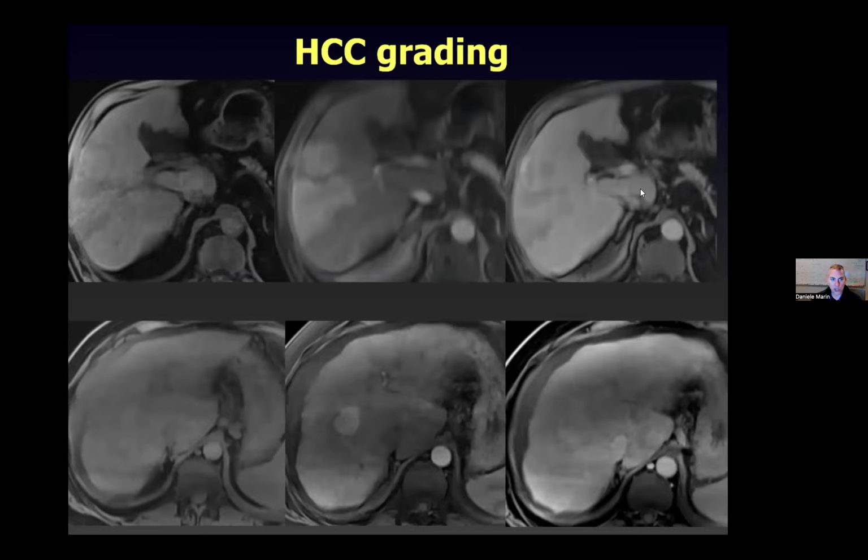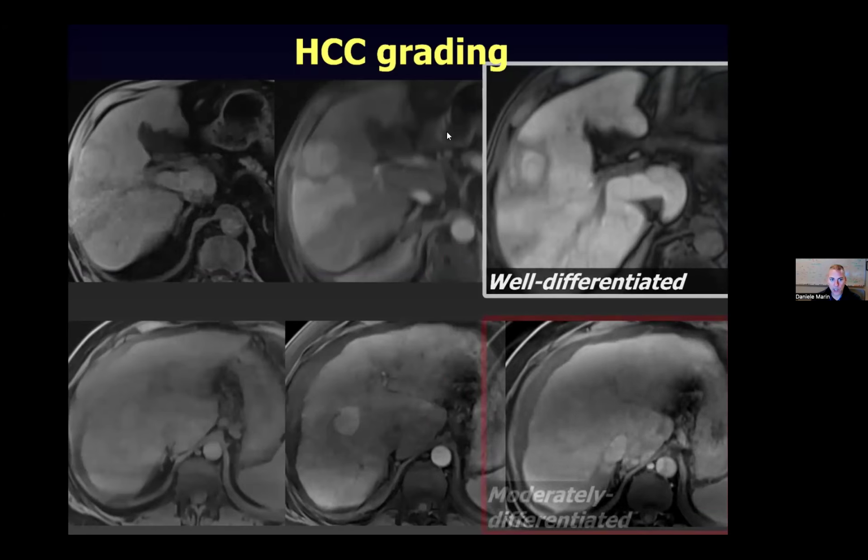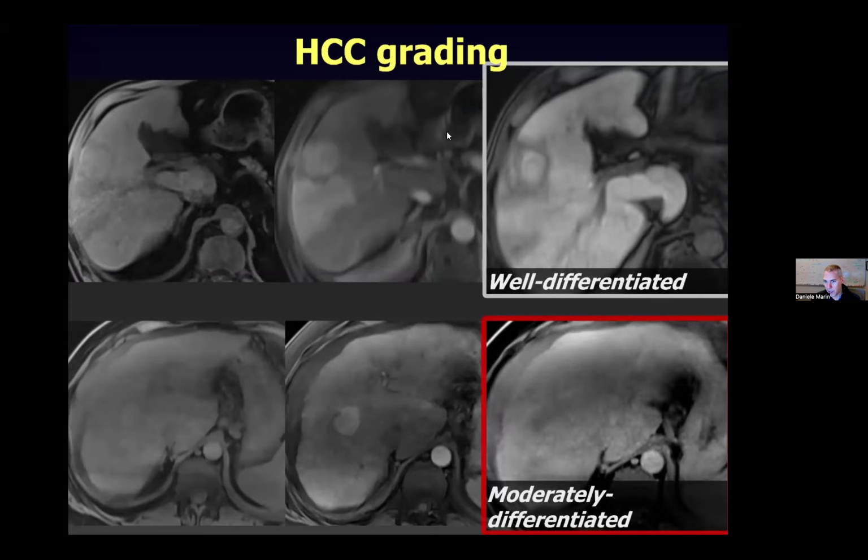Some people have also used the EOVIST in order to actually grade the differentiation of HCC. These are two separate patients with the same lesion, a hypervascular liver lesion in the setting of cirrhosis, consistent with HCC. And when you look at the delayed hepatobiliary phase, the first lesion demonstrates somewhat preserved uptake of the hepatobiliary contrast agent.